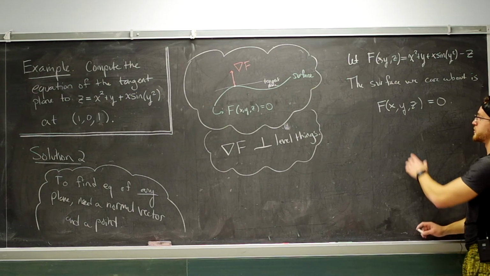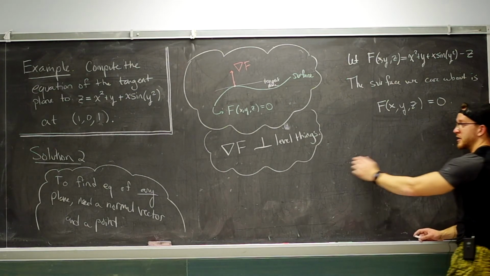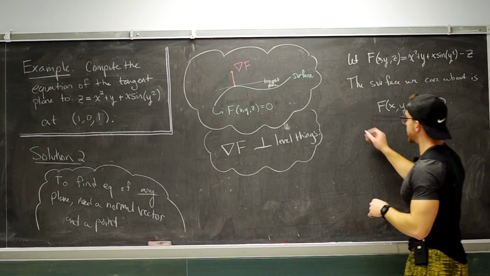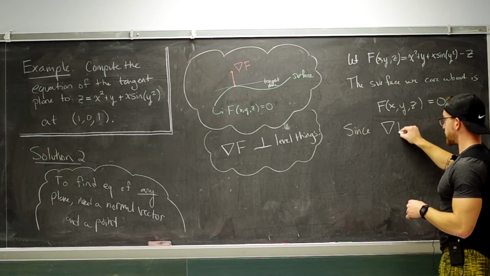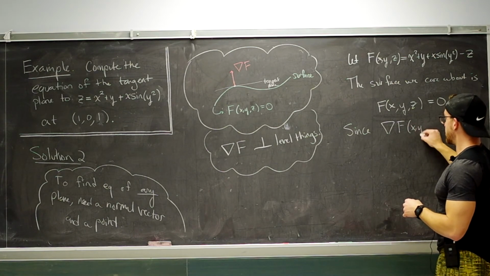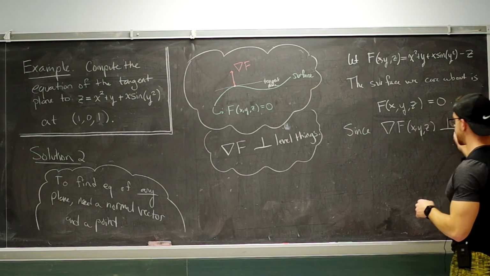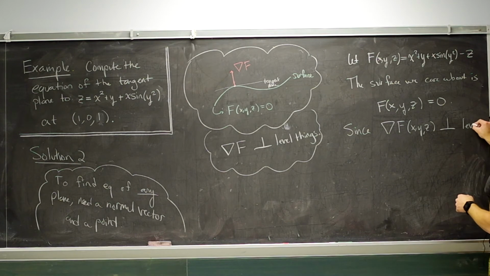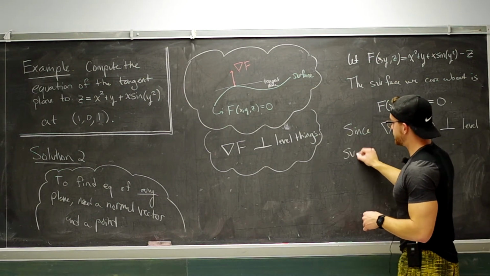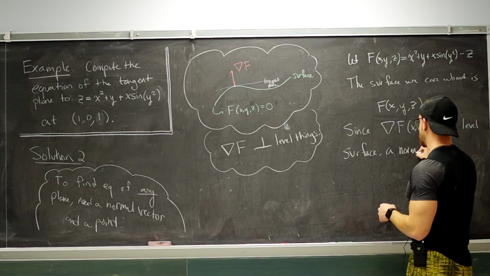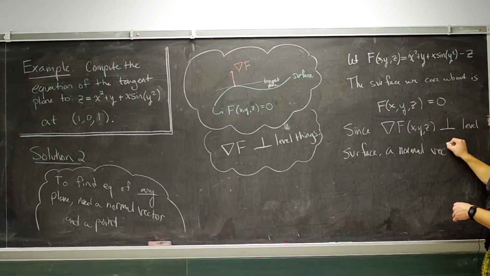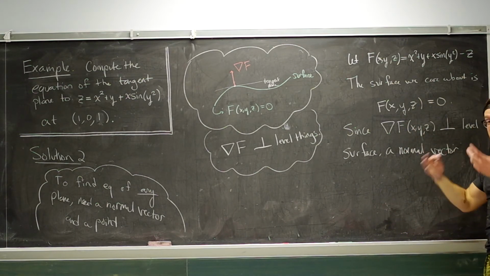All right, so our green surface is a level surface. That tells us that the gradient vector is perpendicular to this. Since the gradient of F is perpendicular to the level surface, a normal vector for our tangent plane is the gradient.